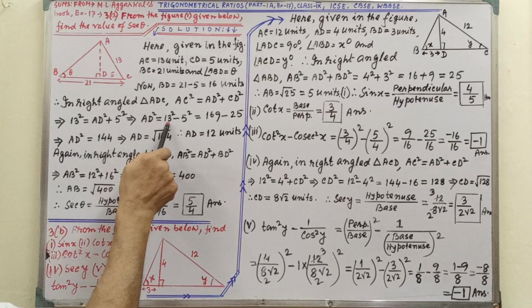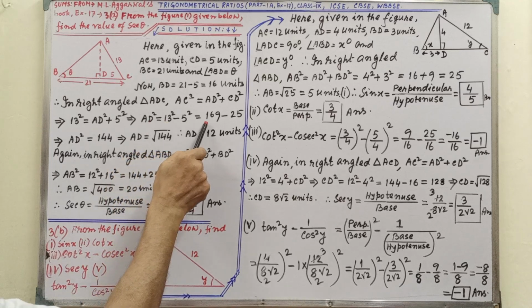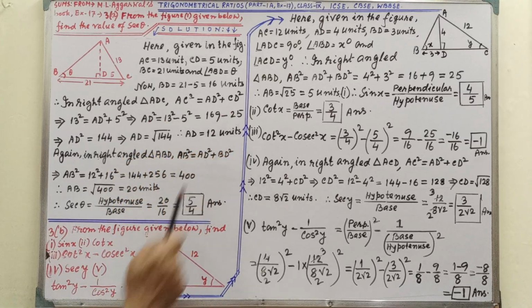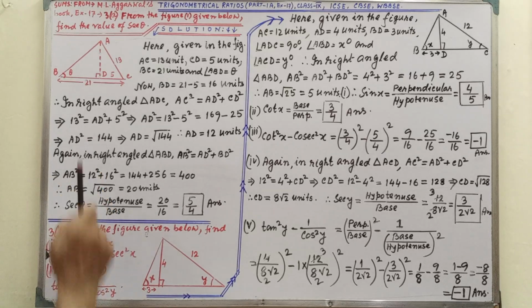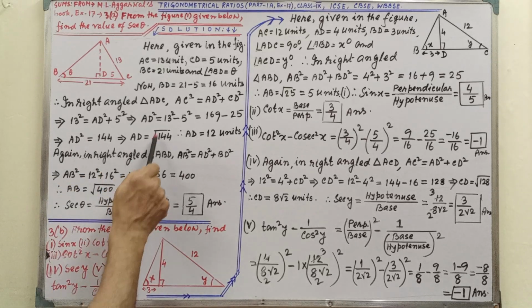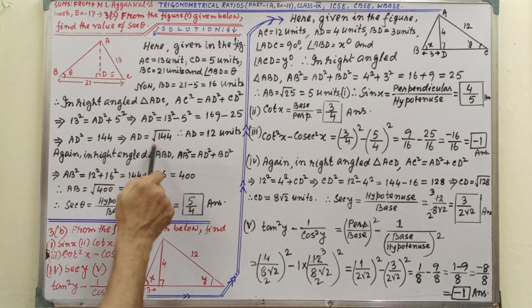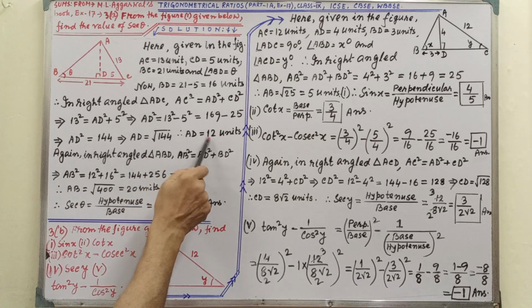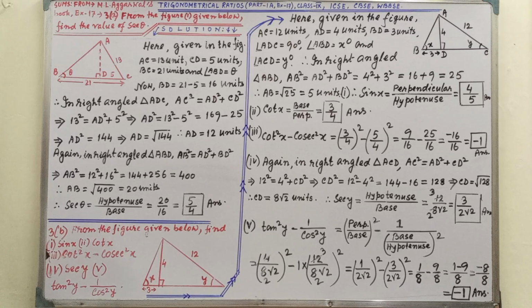So AD square equals 13 square minus 5 square. 13 square that is 169, 5 square that is 25. Therefore AD square equals 144. AD equals root over 144. By square root we are getting 12 units. AD equals 12 units.